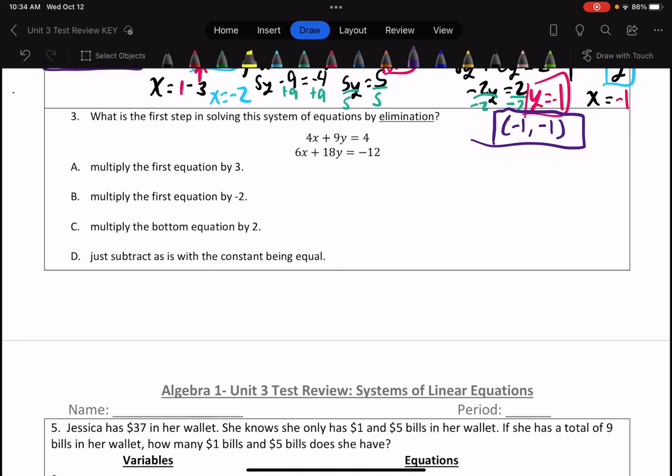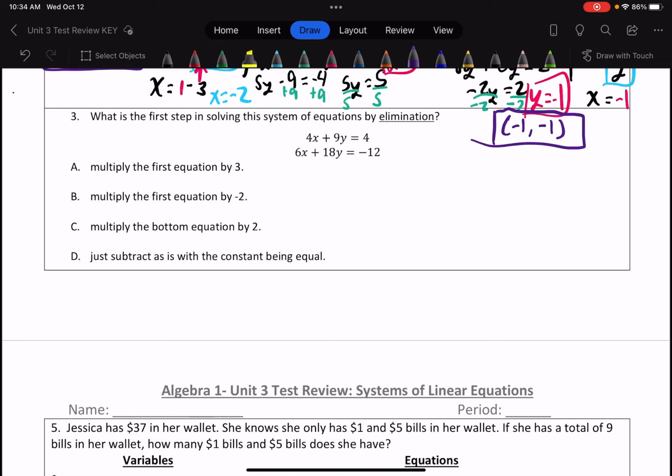But if I'm looking at this system of equations, I've got 4x plus 9y is equal to 4, and 6x plus 18y is equal to negative 2. I want to eliminate a variable. I'm going to look at my coefficients currently. For my x values, I've got the coefficients 4 and 6. Now, 4 and 6 do have a common factor of 2, but their common multiple is not up until 12.